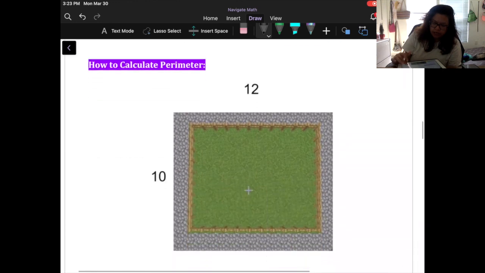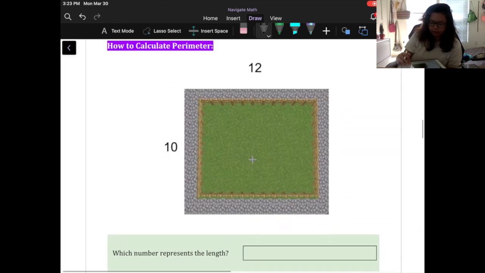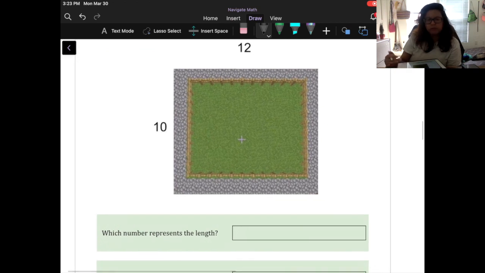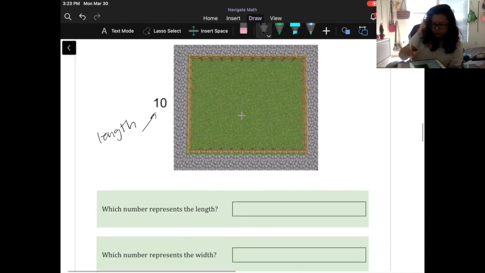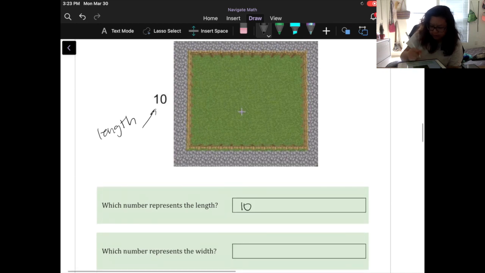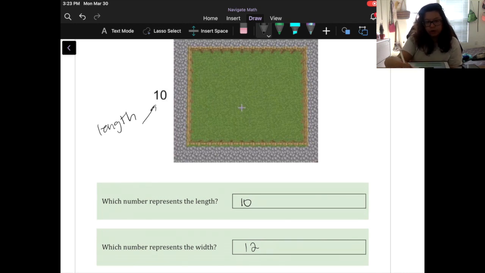Okay, so then how do you calculate the perimeter? Well, first, I'm going to answer this question. Which number represents the length and which number represents the width? Well, the length is right here. This is the 10, the length. And the width, or how wide something is, is the 12. So in your box, you're going to write 10 for the length and 12 for the width. Okay, so the length is 10 and the width is 12.